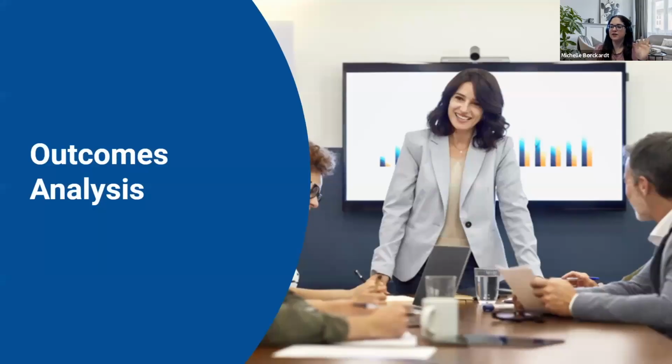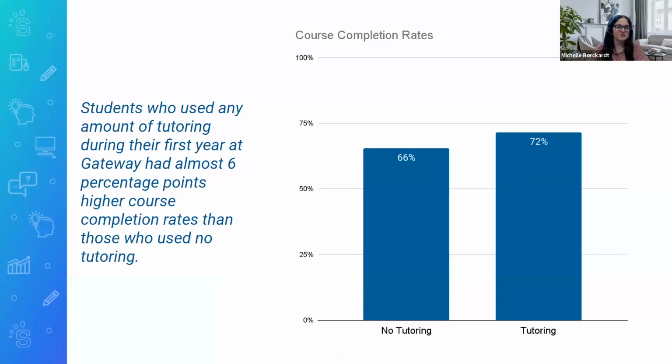Okay, so deep breaths. We got through all of the hard, confusing research data stuff. Now we're going to talk about the results, which is the really exciting part. First, we have a series of graphs for you. This first graph looks at the course completion rates for our tutoring group and our matched comparison group. The bar on the left is the matched comparison group, those who received no tutoring, and the bar on the right is those who received tutoring. And this refers to their first year at Gateway.